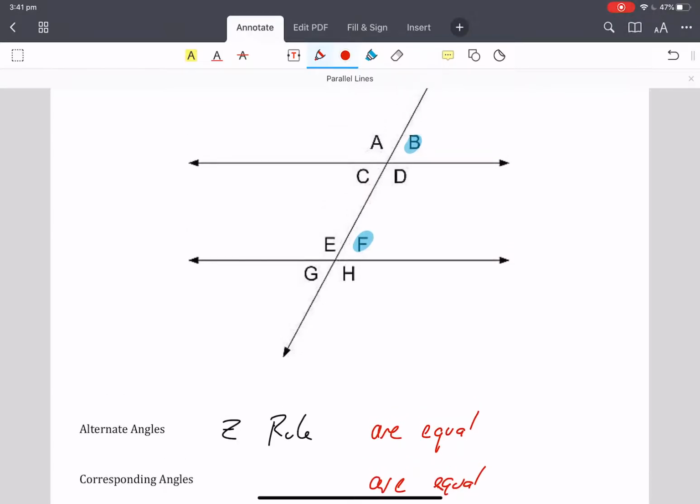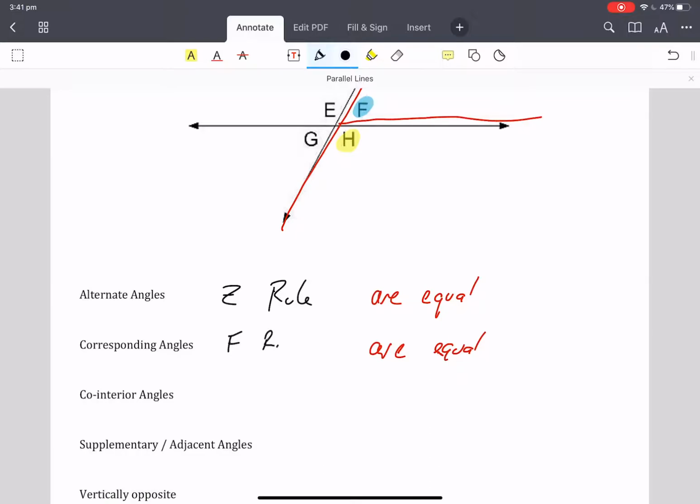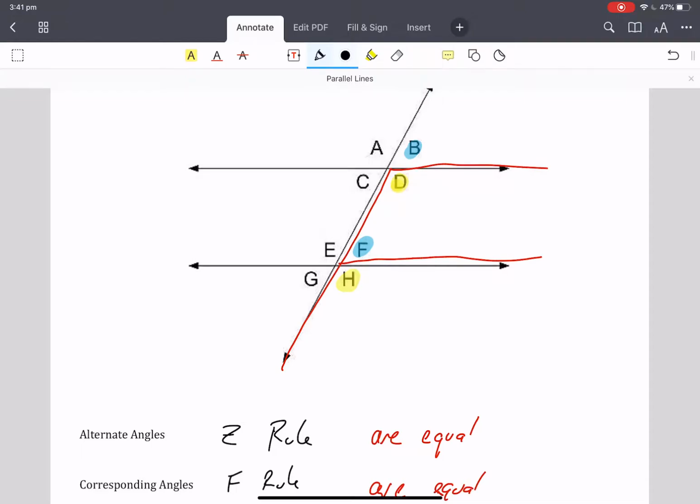Okay, let's do another pair of corresponding angles. Can you see that D and H are the same angle? They're corresponding. Sometimes corresponding is talked about as the F angle, the F rule. Again, I don't like it. They're corresponding angles. You need to know the right terminology. So there's an F in there.